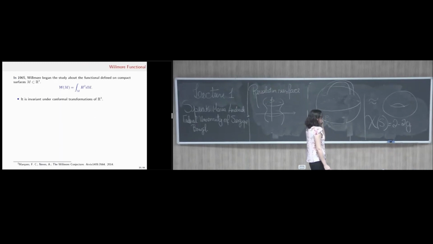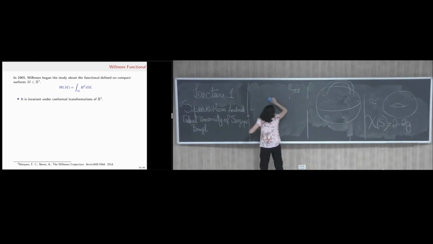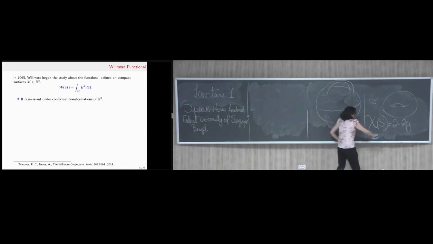Okay, so now I will talk a little about the mean curvature, but especially about a functional, which was defined by Willmore, in 1965. Willmore began to study the functional defined on compact surfaces in three-dimensional Euclidean space. I will put here this functional because it's very important for us. And this functional, I will put here.